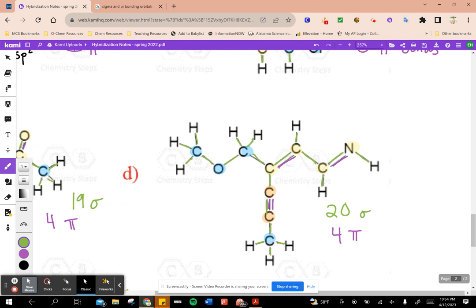All right, here's molecule D. It sure does make it easier when everything's drawn out to count those sigma bonds. So there are 20 sigmas and 4 pi's. And then you've got your highlighting there to match with your hybridization.